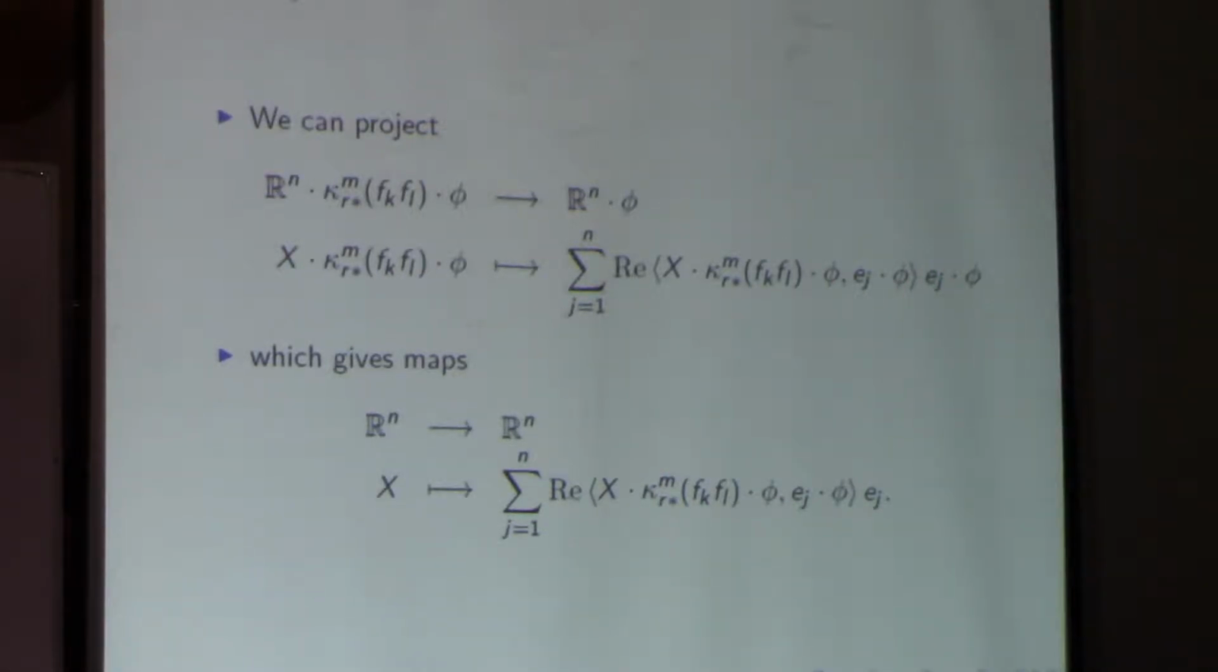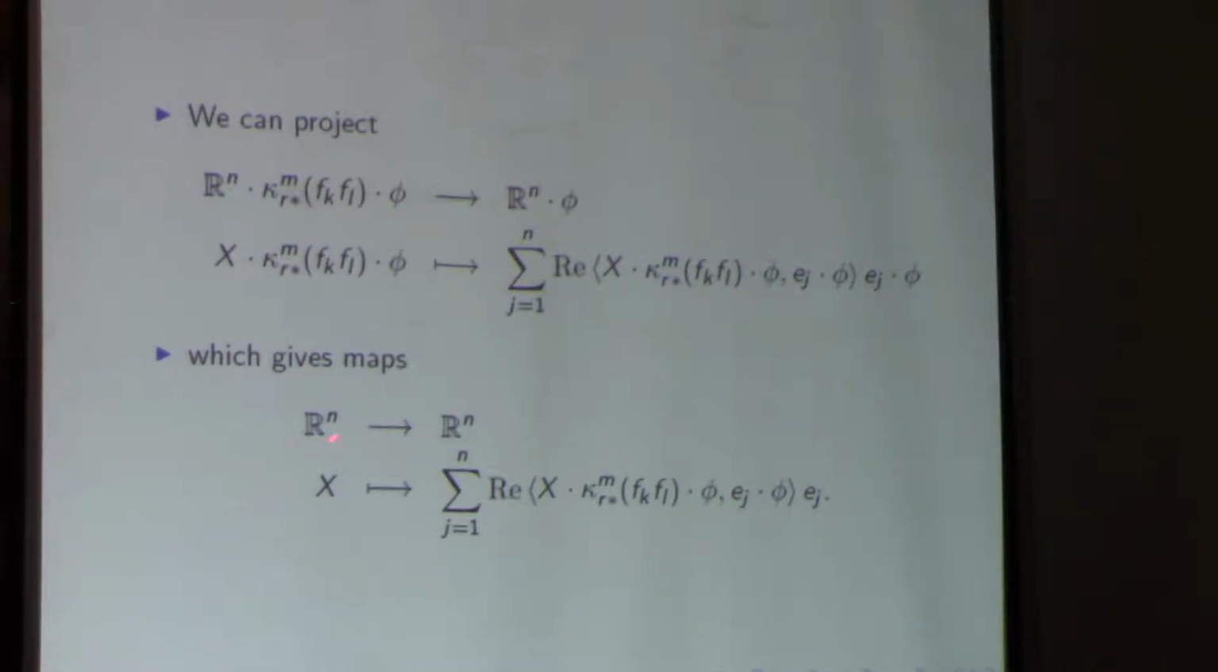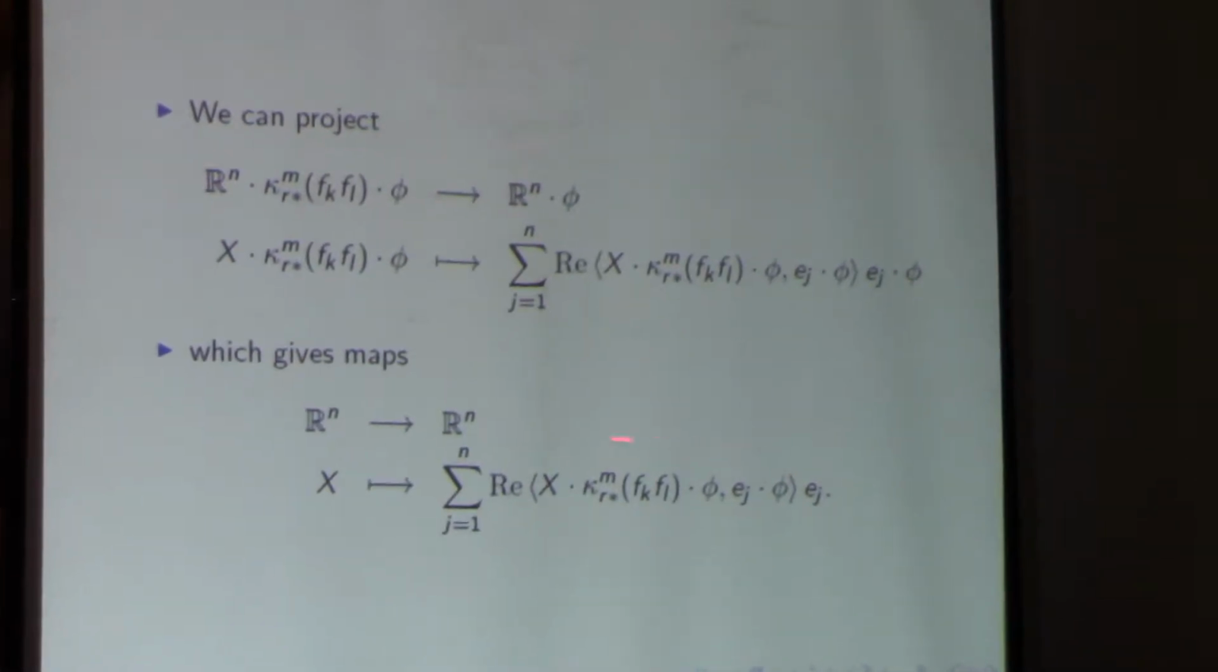Okay? Are you convinced? I take the inner product with the e_j by phi, which is a generator of this guy, and then I put it there. So this is like the orthogonal projection into this direction, and I sum over all of them. And this is the transformation I get. Okay?